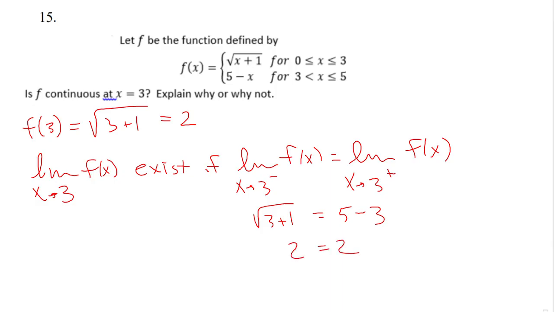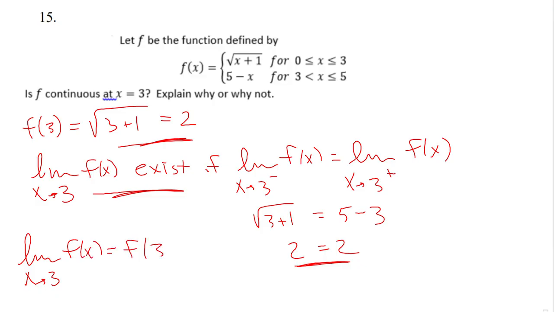Well, both of those are 2, which tells us that this limit does exist. And since the value of the function is 2 and the value of the limit is 2, we can say the limit as x approaches 3 of f of x is equal to f of 3. So yes, the function is continuous at x equals 3.